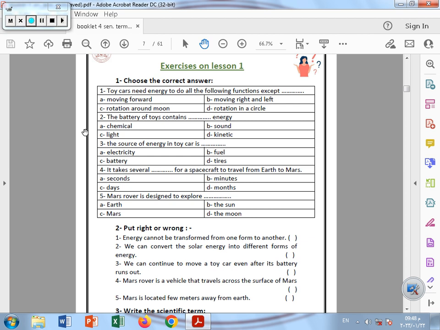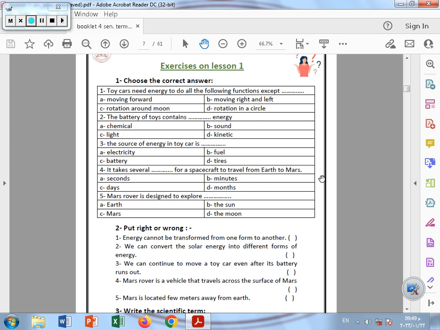Number 3: the source of energy in a toy car is electricity, fuel, battery, or tires. It's a toy car, so we use the battery. Excellent. It's the thing that gives the toy the energy that it needs. Number 4: it takes several watts, months, for the spacecraft to travel from Earth to Mars. Excellent, it takes several months. We said it takes about 6 months to move in the spacecraft from Earth to Mars.